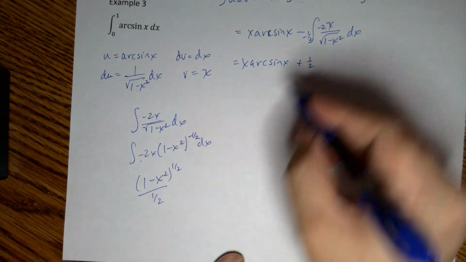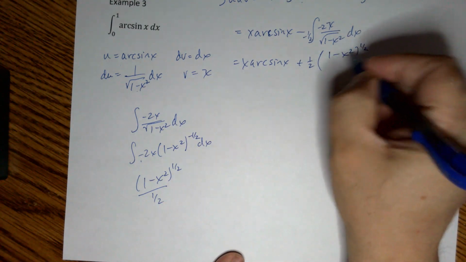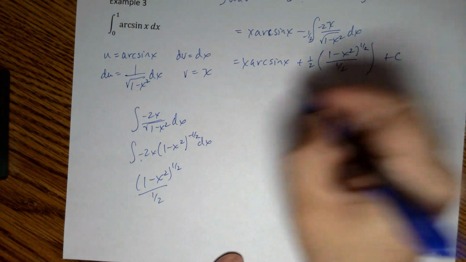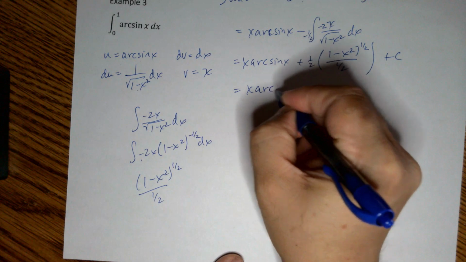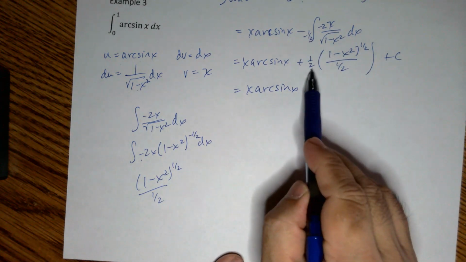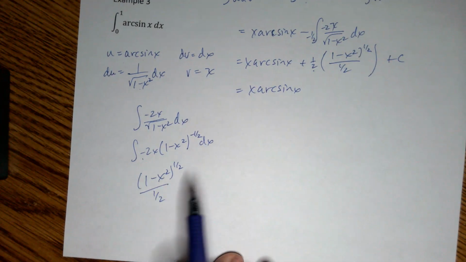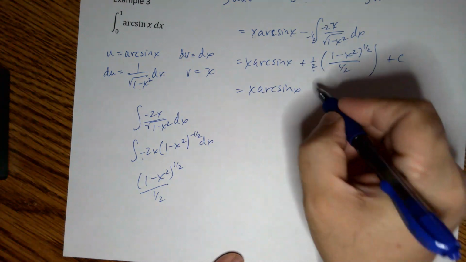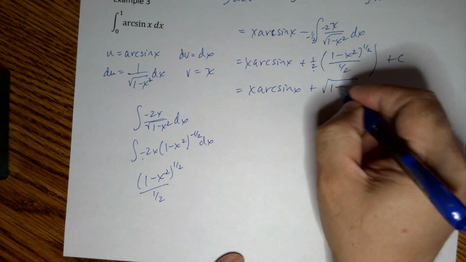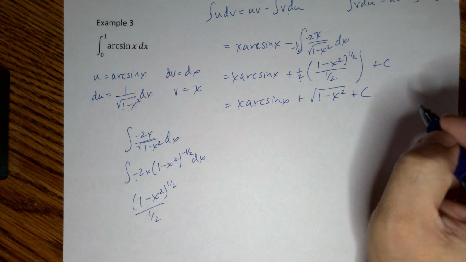So that means this part here is 1 minus x squared to the 1/2 over 1/2. Let's clean that up. In case you missed what happened, this 1/2 is here, and this is this. Now those cancel. So I'm just left with, and I'm going to rewrite that 1/2 as a square root again. And there's my final answer. That's my final answer to example 3.